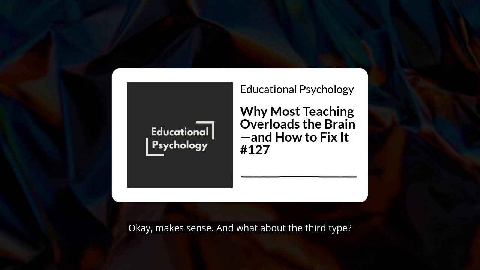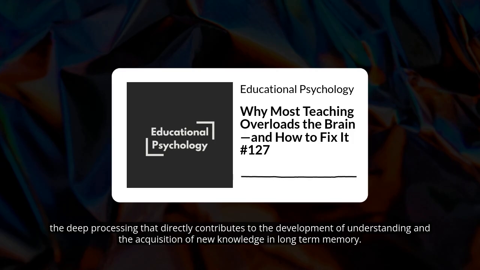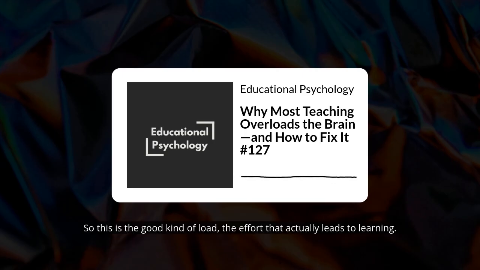Okay, makes sense. And what about the third type? The third type is germane cognitive load. This represents the mental effort that is actually devoted to learning and building schemas. It's the productive cognitive work, the deep processing that directly contributes to the development of understanding and the acquisition of new knowledge in long-term memory. So this is the good kind of load, the effort that actually leads to learning.